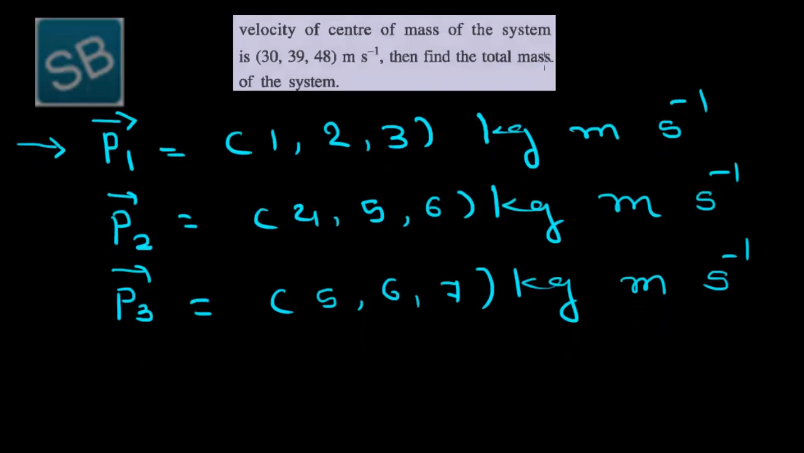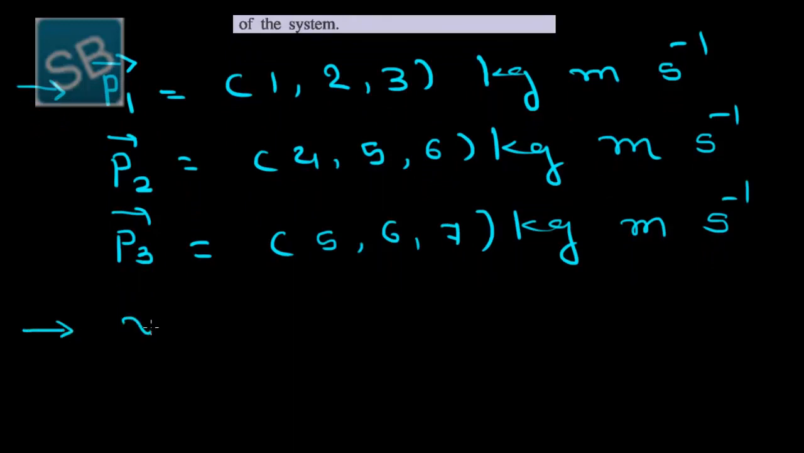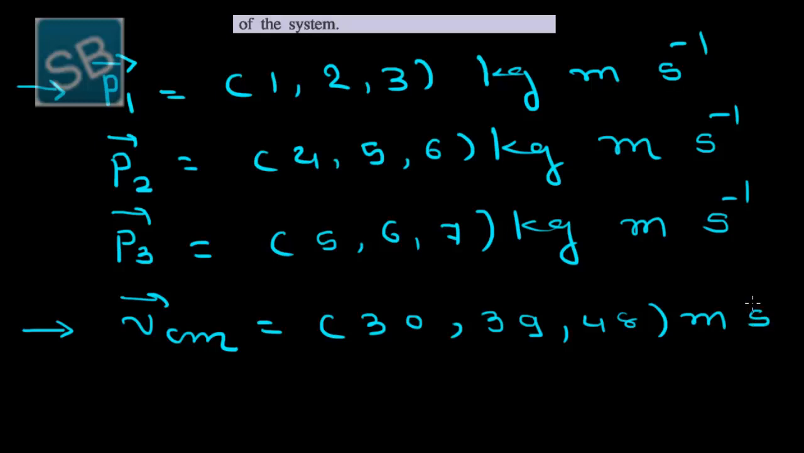But one other quantity is given to you: the velocity of the center of mass of the system. That means the V_CM vector is given to you as (30, 39, 48), and these components are in meters per second. Now, our target is to find the total mass of the system because this quantity is unknown at present. So which type of relation can I use over here?